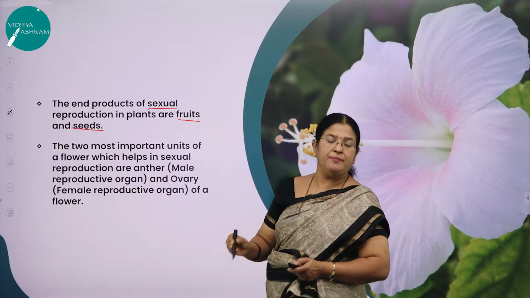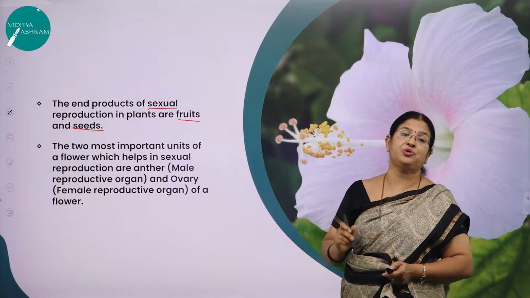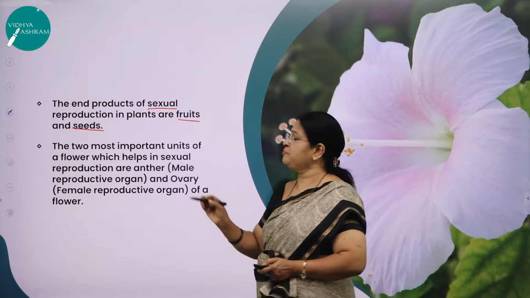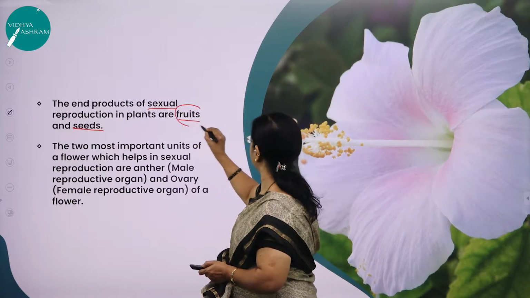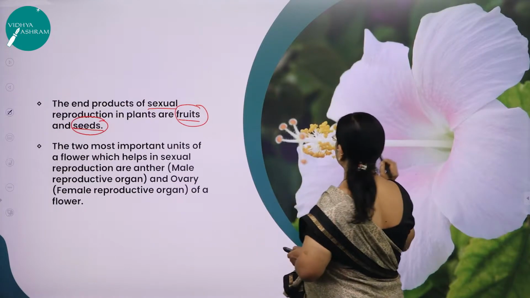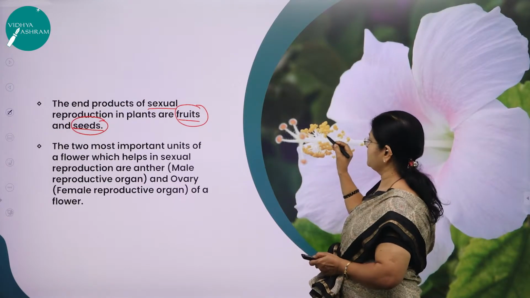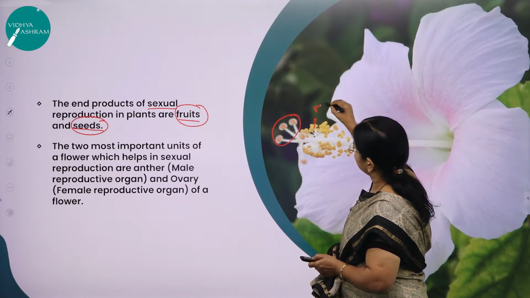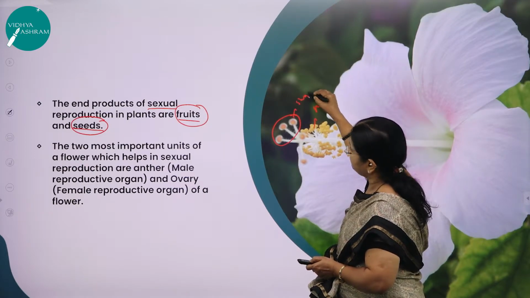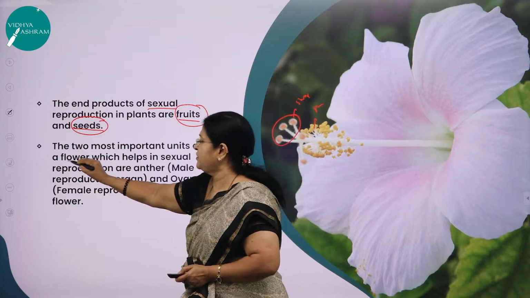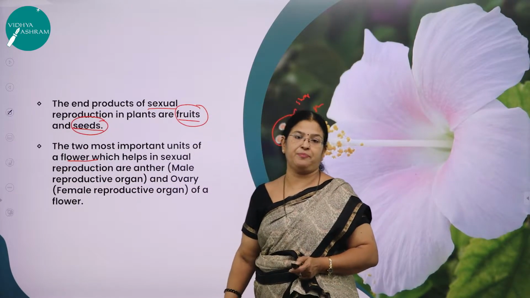As I said, flower is a modified shoot meant for sexual reproduction. So what will be the end products then? The end products are nothing but the fruits and the seeds. Right, here you can see a beautiful flower with the stamens and with the stigma. Right, these are the stamens and this is the stigma. Now, what are the two very important units of a flower which help in sexual reproduction?